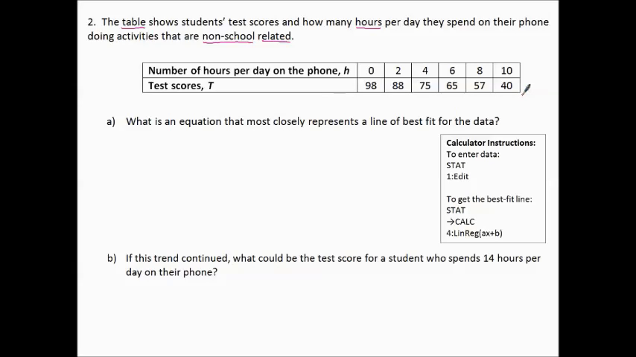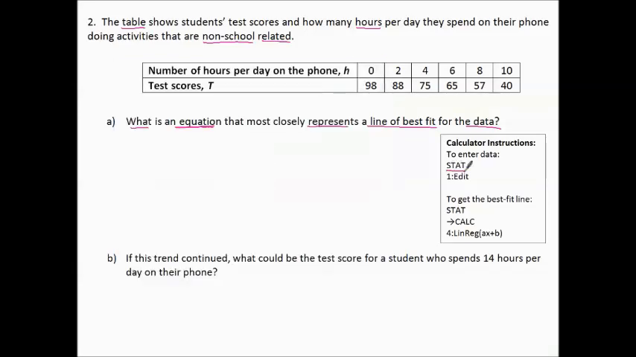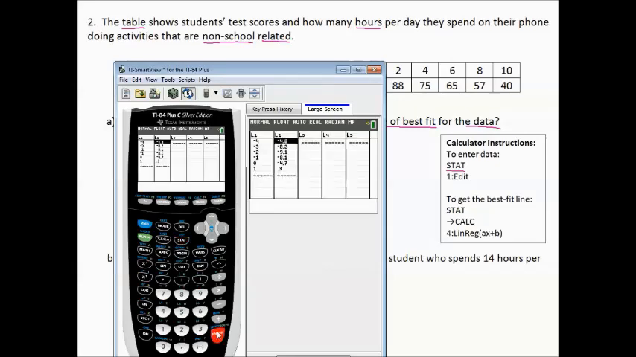So question A is asking us the same thing. What is an equation that represents the line of best fit for the data? In this case, I don't have a graph, so you're going to need to use your calculator. And I have my instructions. We're going to reference here how we're going to use our calculator. If you take your calculator out, we are going to first hit stat. We need to enter in the data. So we're going to go to stat and then edit, which is just enter.